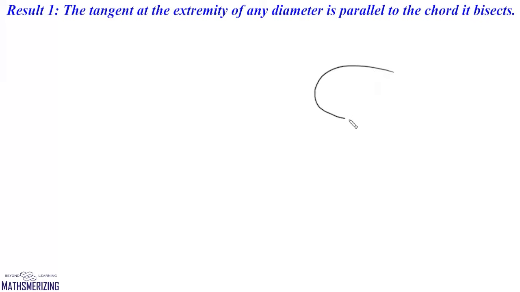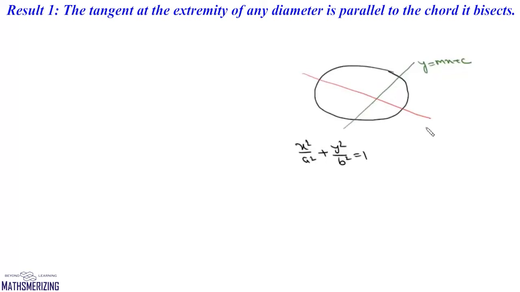So suppose we have an ellipse, again whose equation is x square upon a square plus y square upon b square equals to 1. Now suppose we have a chord whose equation is y equals mx plus c, and then we have its diameter whose equation will be y equals minus b square upon a square m x.